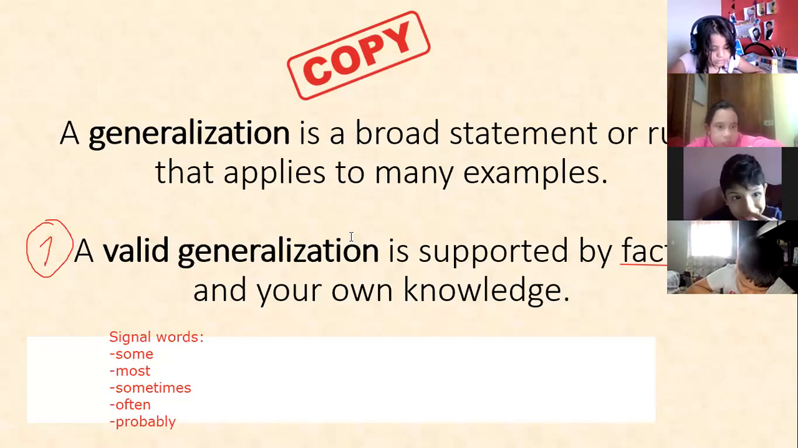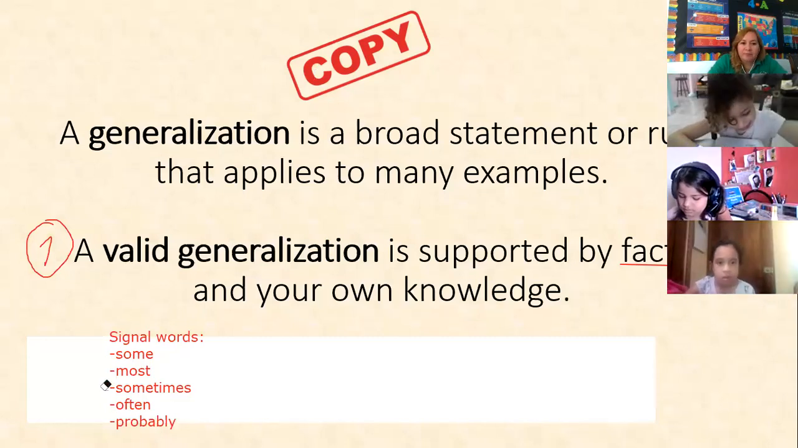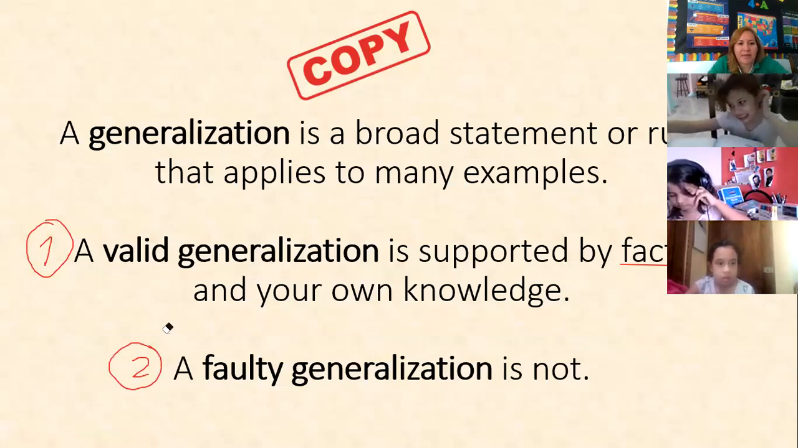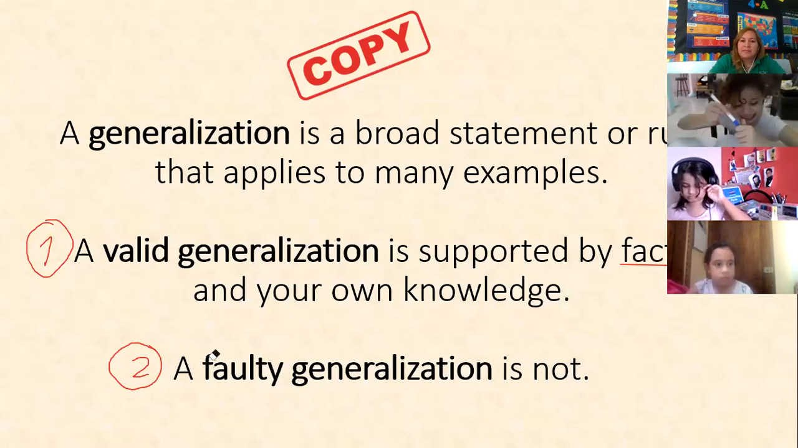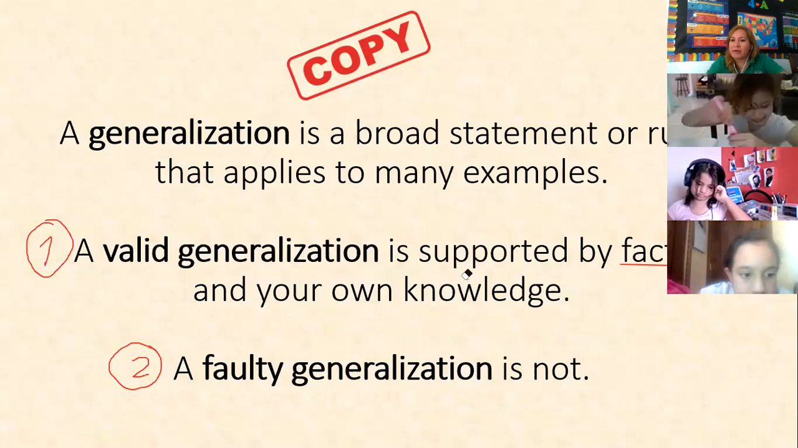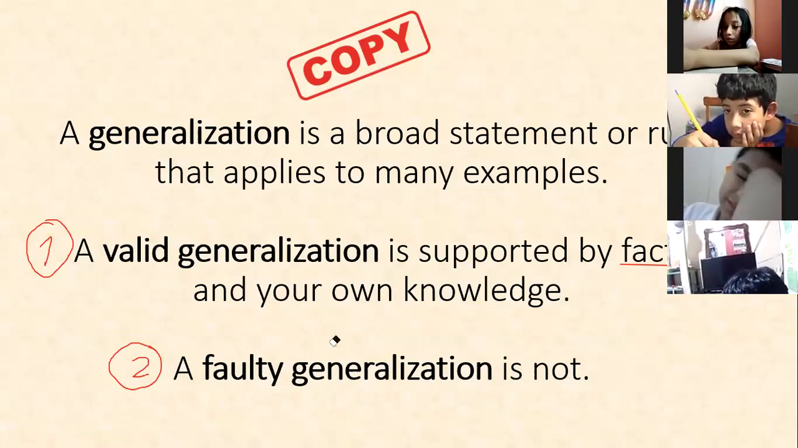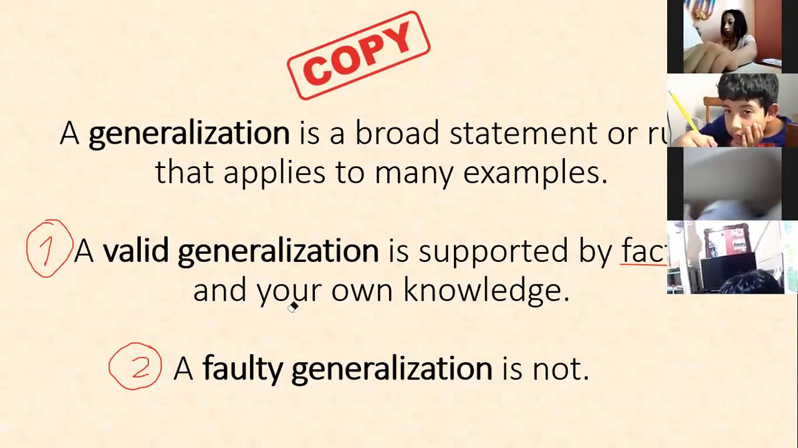Then we're going to copy the second type, faulty generalization. Copy the number two. Skip a line and then copy the number two. A faulty generalization is not. A valid generalization is supported by facts, by information that can be proved. A faulty generalization is not. Faulty generalizations could be my opinions.